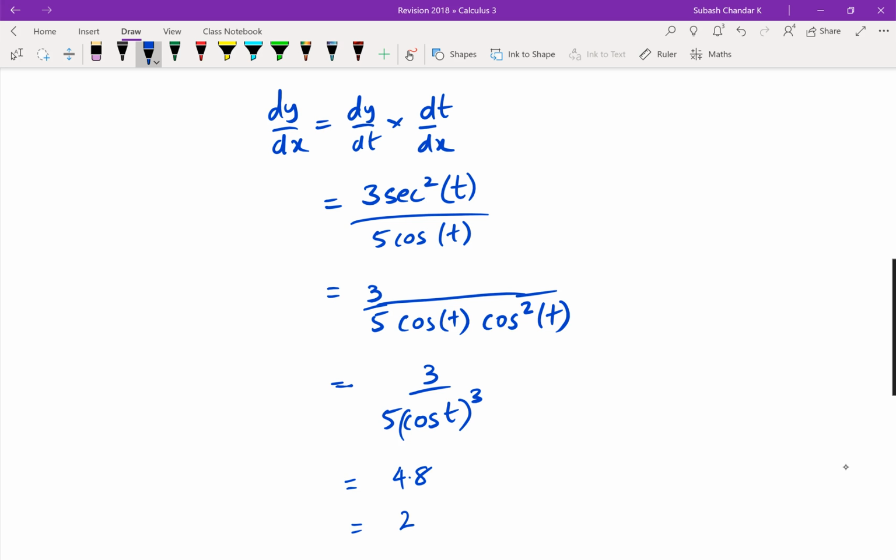You should have got 4.8 no matter which way you do it. That's the gradient, which is incorrect. Isn't 4.8 equal to 24 divided by 5? So the normal gradient is going to be negative 5 over 24. Remember, it's negative 1 over m for the normal gradient. That's why you forgot the negative, you just flipped it.